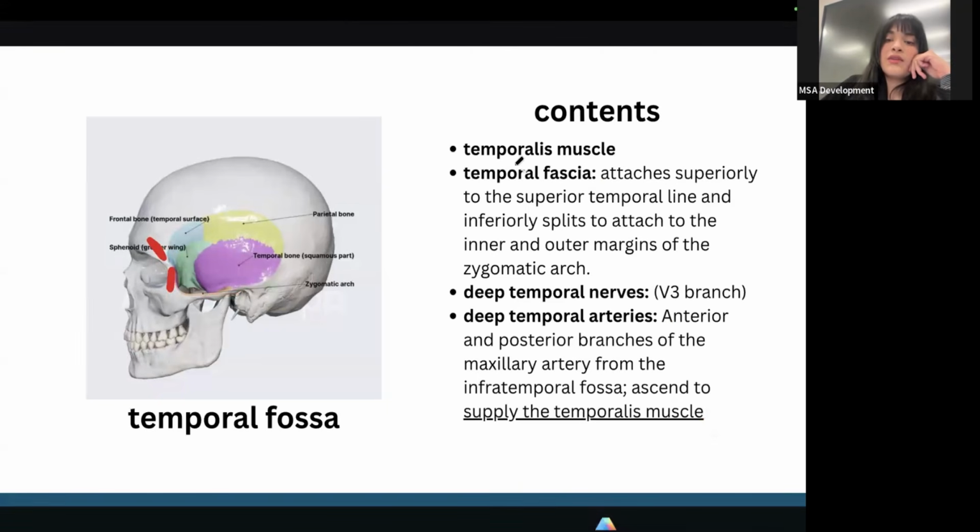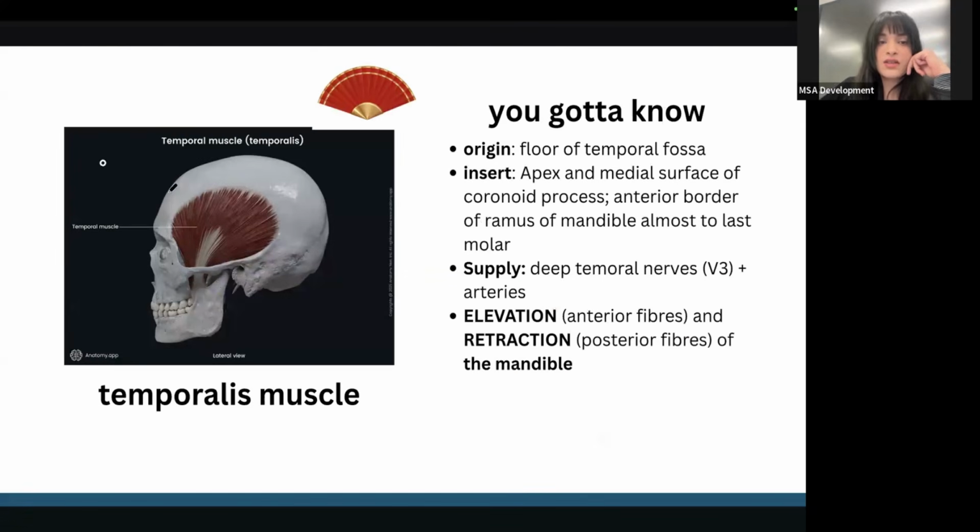Then the contents. You have the temporalis muscle. It originates over here. The temporal fascia is overlying the temporalis muscle, the deep temporal nerves, and the deep temporal arteries. The deep temporal nerves are part of V3, the mandibular branch of the trigeminal. The anterior and posterior branches of the maxillary artery from the infratemporal fossa ascend to supply the temporalis muscle. This is the temporalis muscle. It's shaped like a fan.